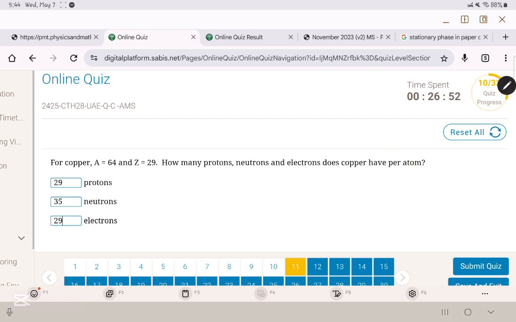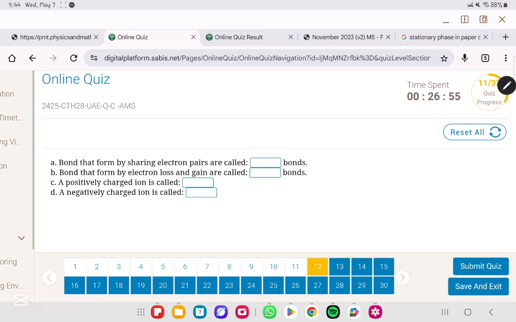Sorry. We move on to question number 12. So, a bond that forms by sharing electrons. The keyword is sharing electrons. This is what is called a covalent bond.